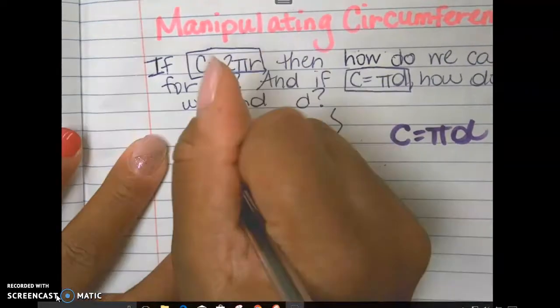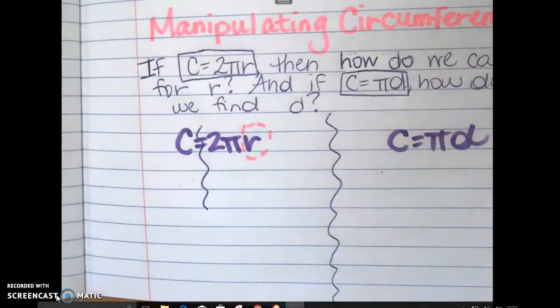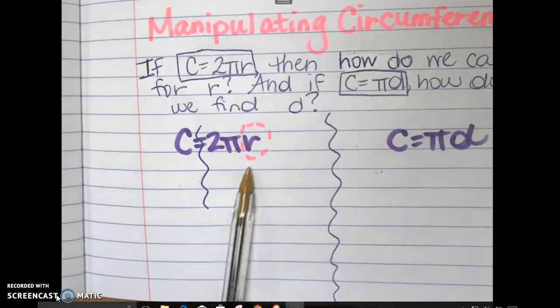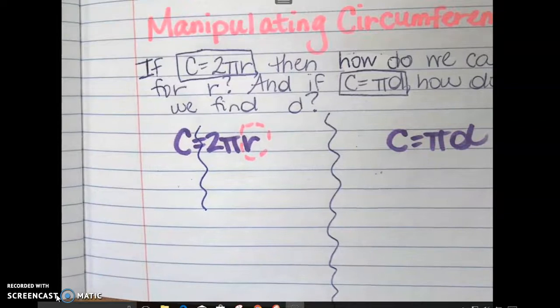First of all, I need to create my sides. Who's on the left and who's on the right? Now, what did you say I needed to get rid of? Just 2? I want R by itself. 2 and pi. So how do I get rid of it? Both sides. So tell me all together, what do I do?